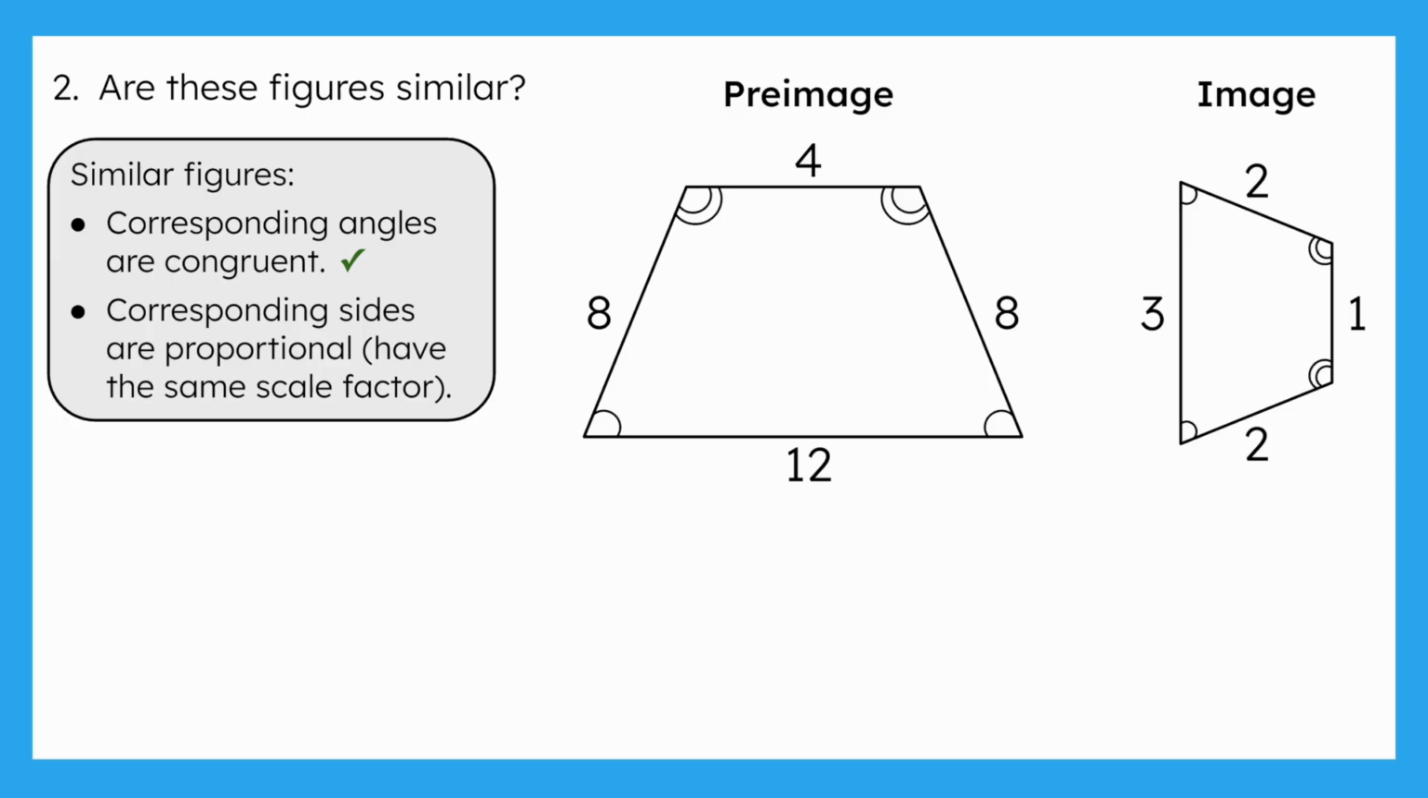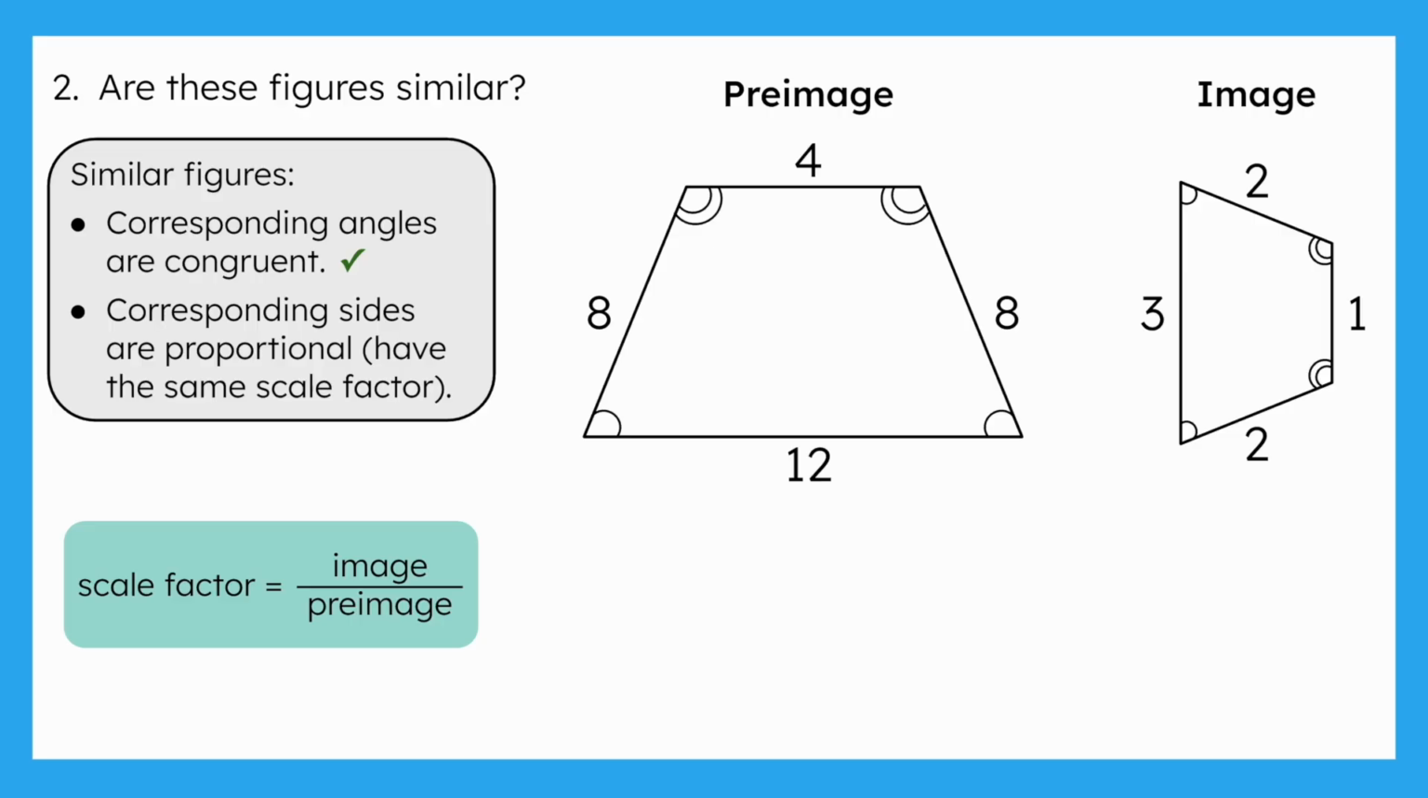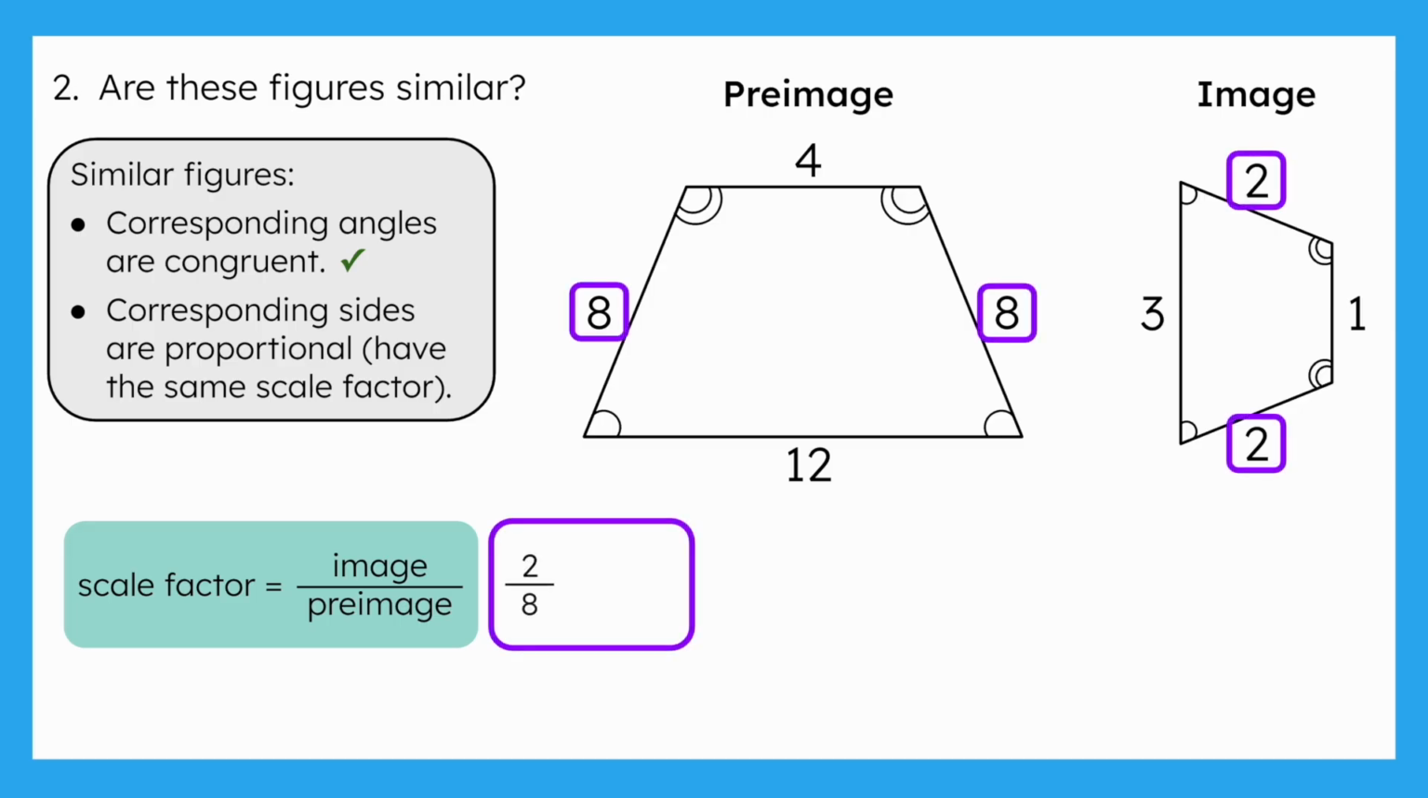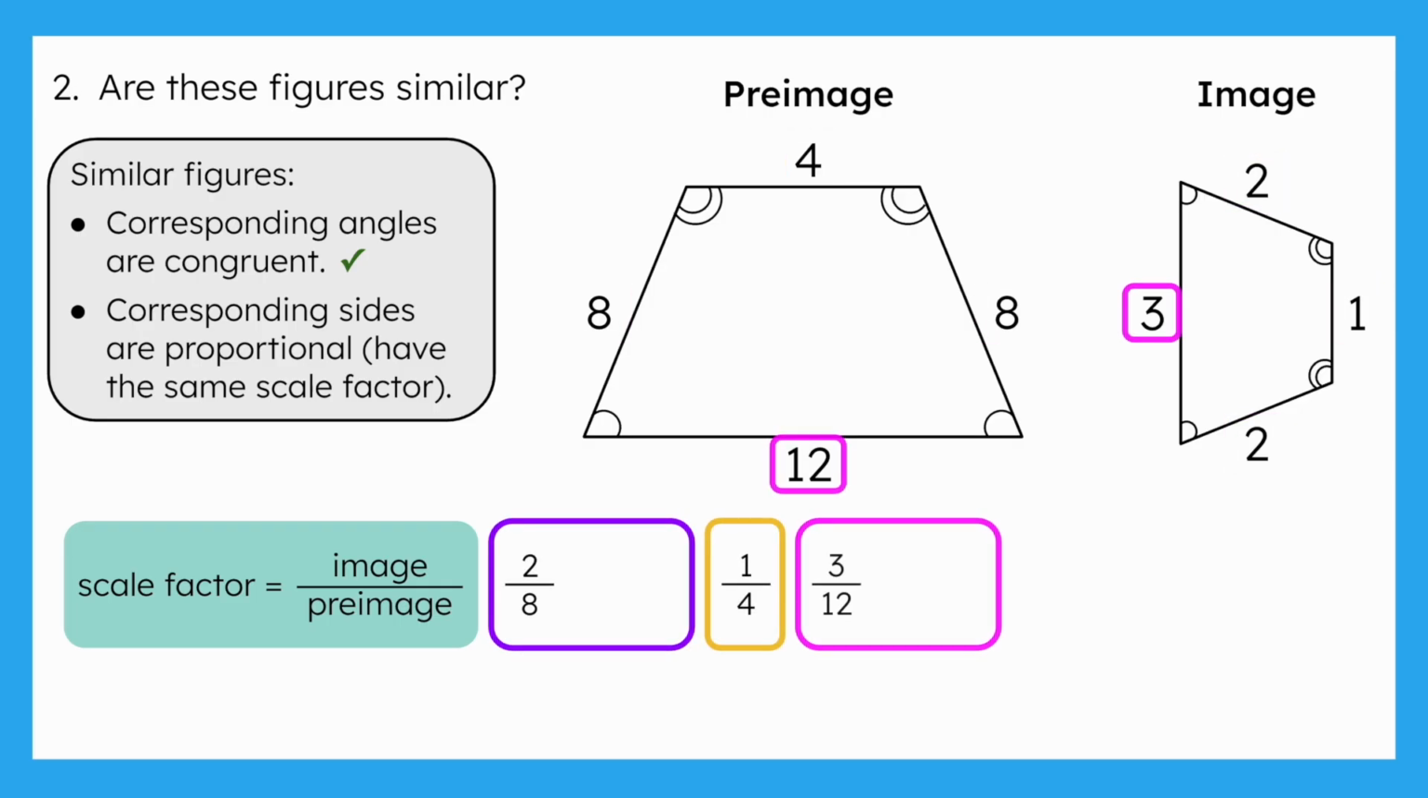Now let's compare the corresponding sides. Since we made the figure on the right the image, and the one on the left is our pre-image, our ratios should have been 2/8, 1/4, and 3/12. All of these fractions simplify to 1/4, so there is a consistent scale factor between each pair of corresponding sides. That, along with the congruent corresponding angles, means these two figures are similar.